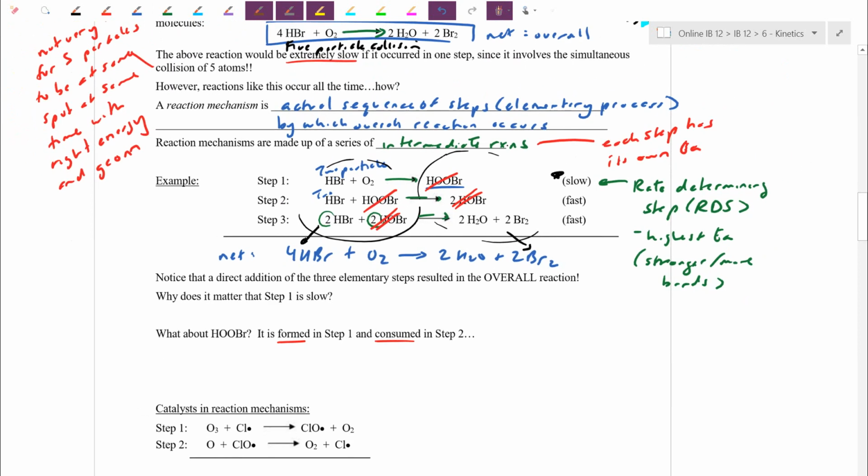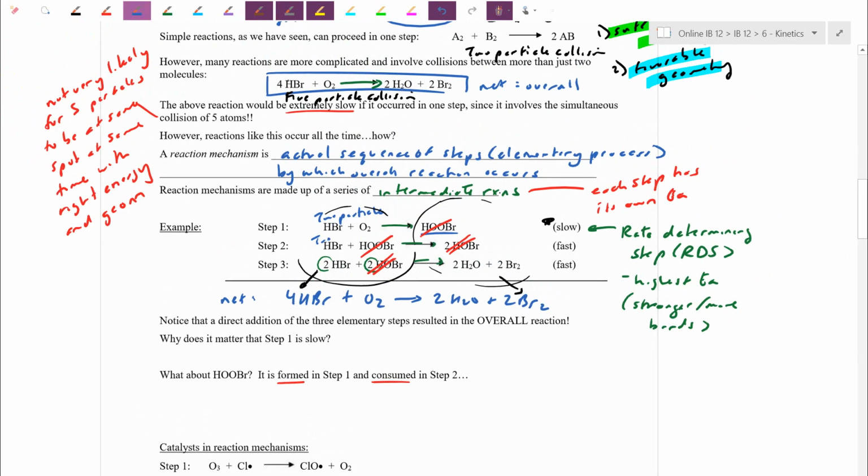This should feel reminiscent of Hess's law here. We have a net reaction and overall. Basically, it didn't matter if I did the direct pathway or the 3-step pathway, it still gets me from the same start to the same finish.